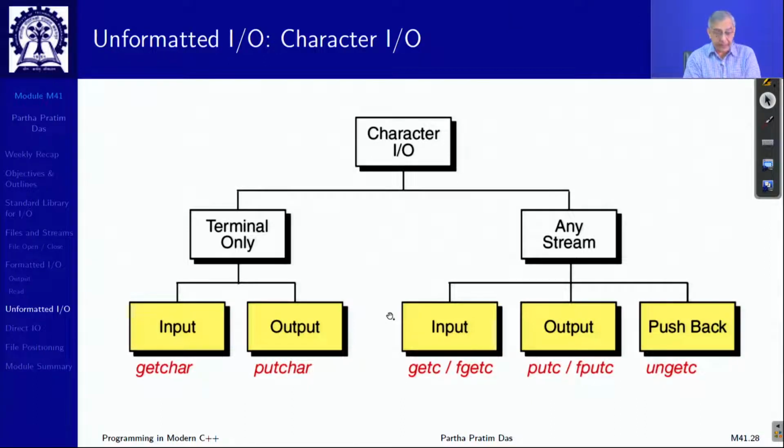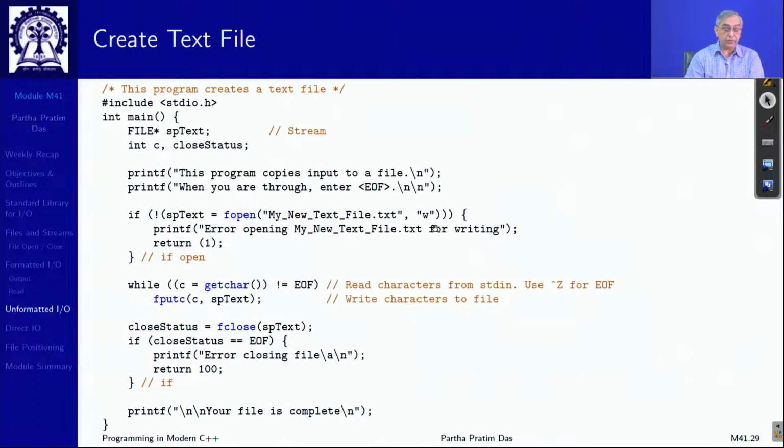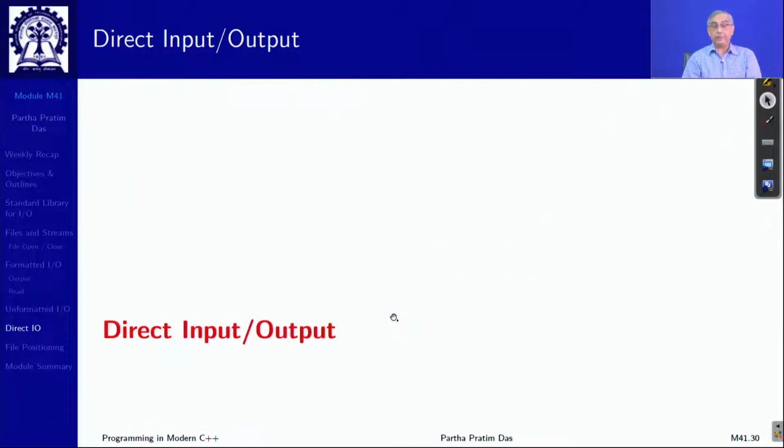I/O could be unformatted also, like you can read character-wise, and these are the different types of functions that are available. If you are doing it with the terminal, it is getchar and putchar, which do input output of individual characters. Otherwise, with any stream you will have getc or fgetc. Now you know the naming convention: getc will get it from stdin, fgetc will get it from a file. Similarly, putc, fputc, ungetc, and so on. Here is a text file example given, which I will not go through. Please try it on your system and see how you get on.